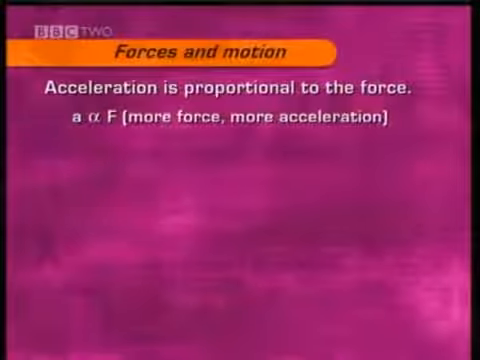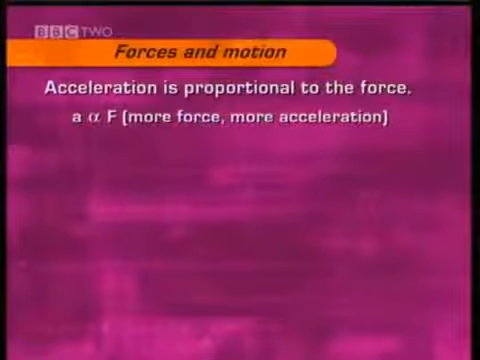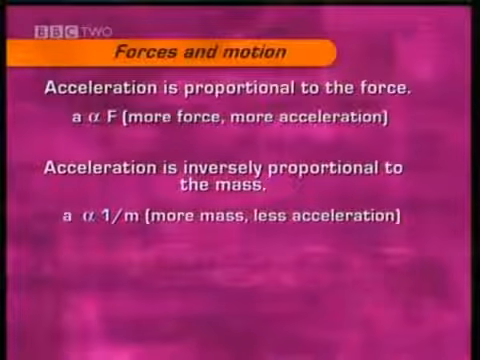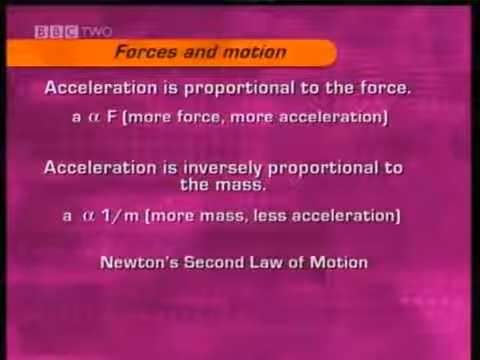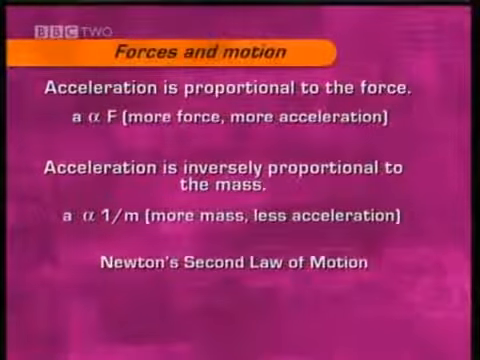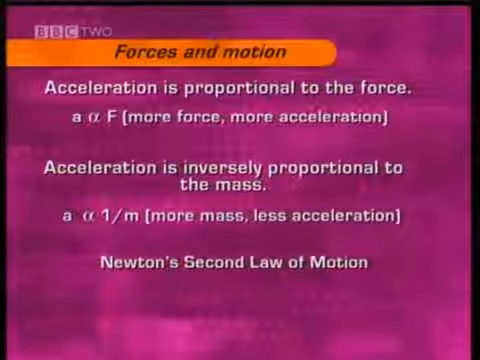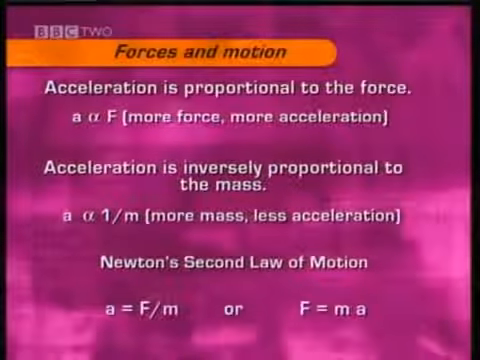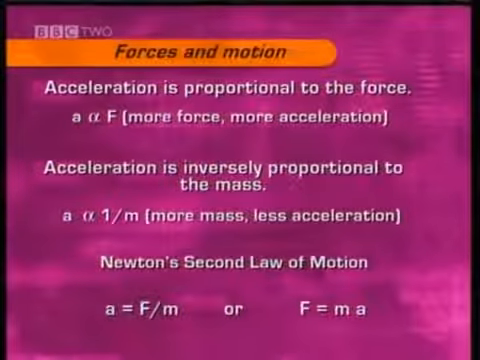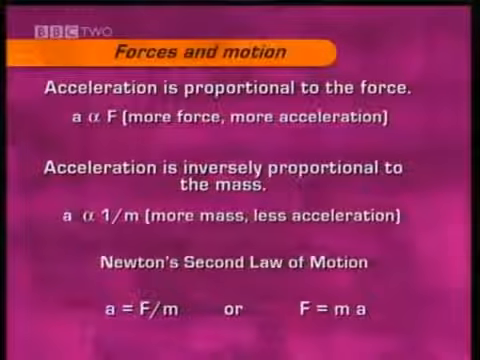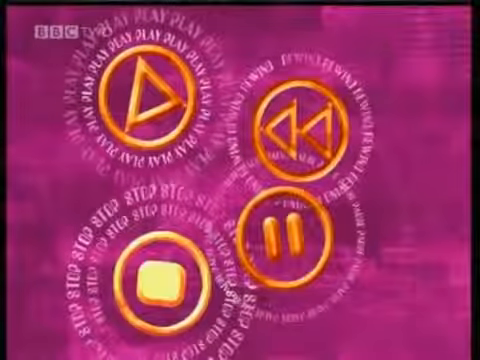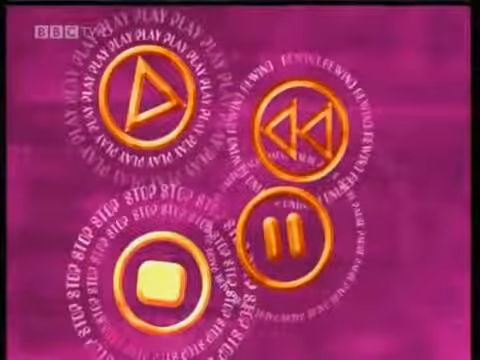A mathematical way of saying that is that the acceleration, a, is proportional to the force, F, but inversely proportional to the mass, m. That's known as Newton's second law of motion. Those two can be combined to give an equation. Acceleration a equals F divided by m, or the way it's most often written, F equals ma. Force equals mass times acceleration. That's it for forces and motion.